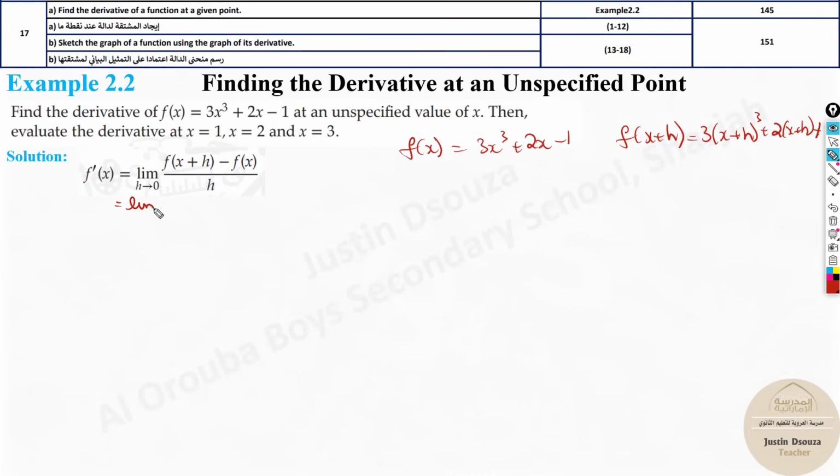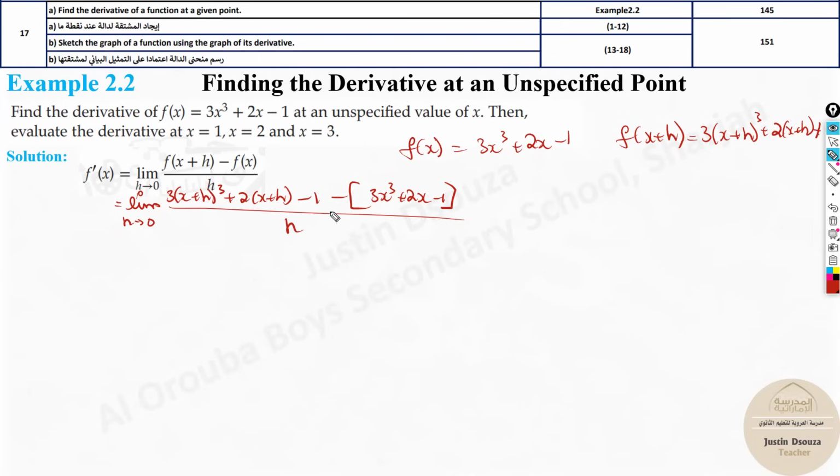The limit as h tends to 0. What is f of x plus h? Let's try to be more straightforward. It's 3 times x plus h the whole cube, plus 2 times x plus h, minus 1, minus, what is f of x? 3x cubed plus 2x minus 1, divided by h.